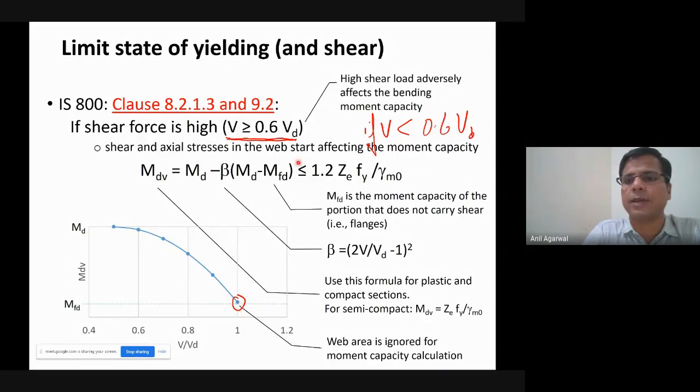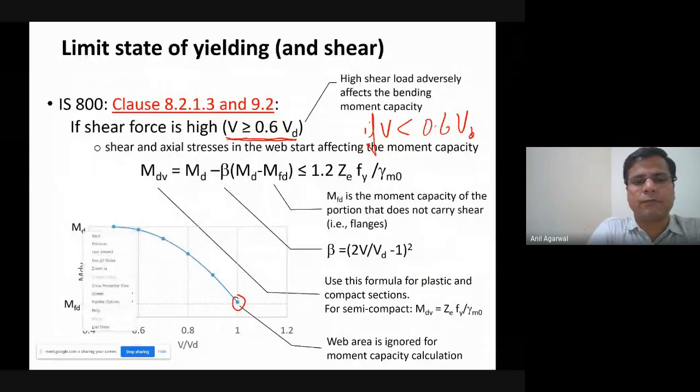If the shear demand is so high that your V has become equal to VD. However, if your V is more than 60% of VD, then you have to consider a drop in the capacity, and the formula that you have to follow is this one. So there is a beta factor that you can substitute here, that is 2 times V divided by VD minus 1, and that varies parabolically.